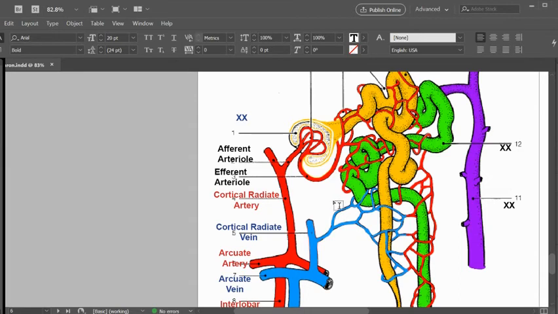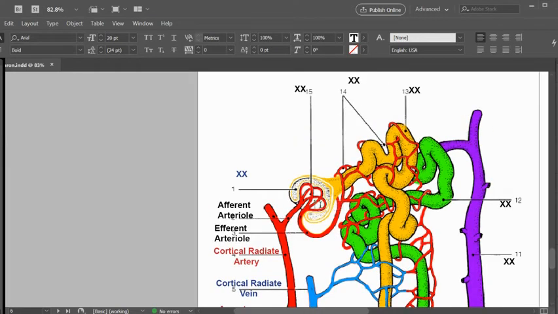Now let's go up here for a minute to number 15. That's pointing to this ball of capillaries here that are under high pressure. And so this is where the filtration is occurring. This is the glomerulus.